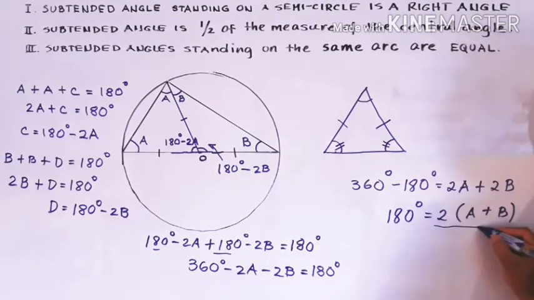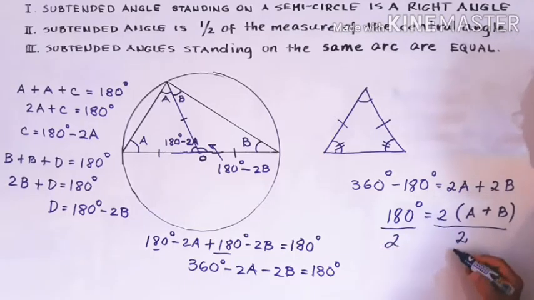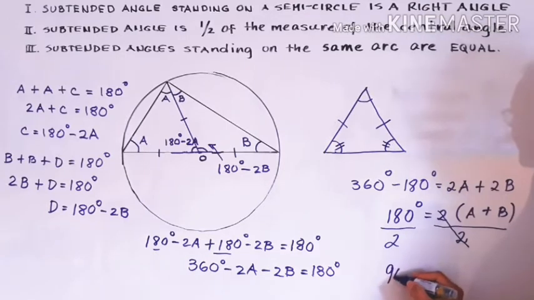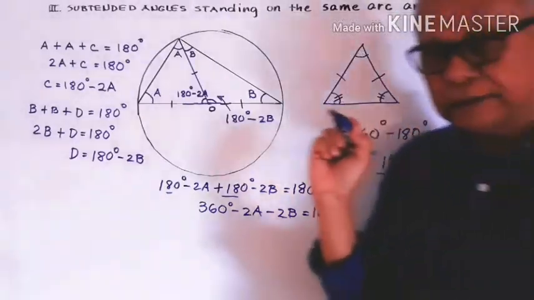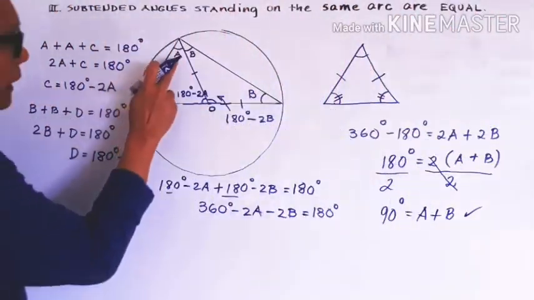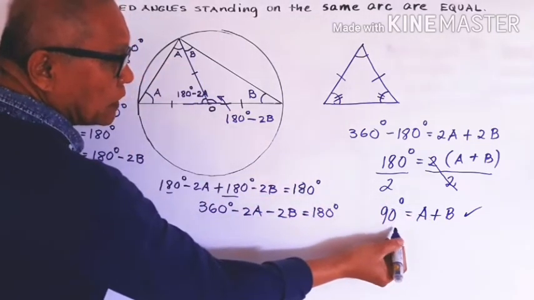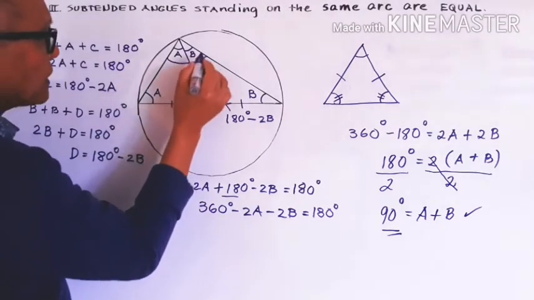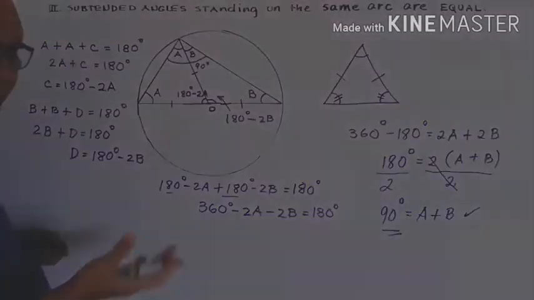We divide this by 2, and we divide this by 2 also. So we cancel, and we have 90 degrees is equal to A plus B. When we add angle A plus angle B, it is equal to 90 degrees. Therefore, this angle here is a right angle.